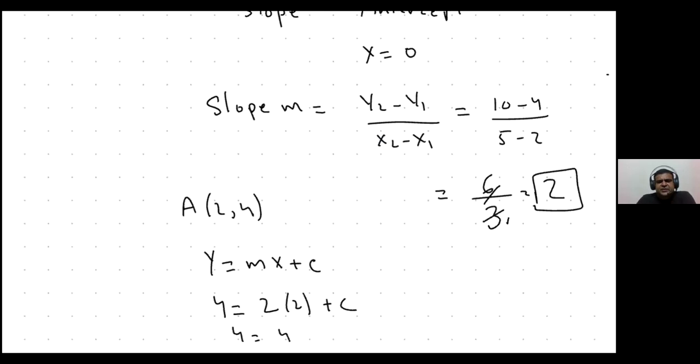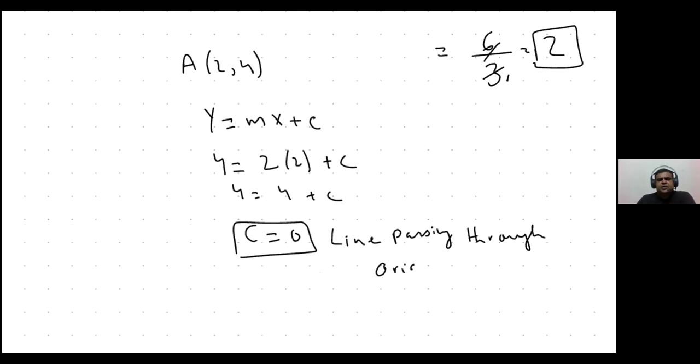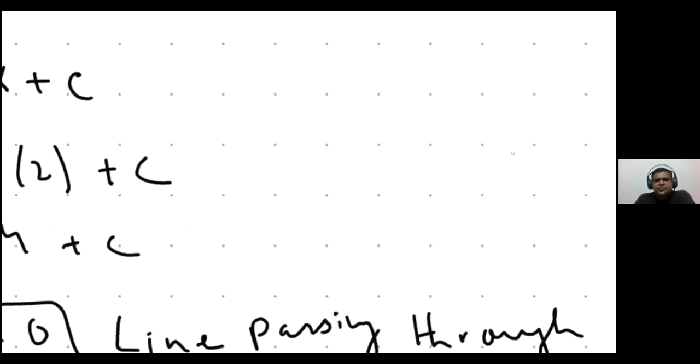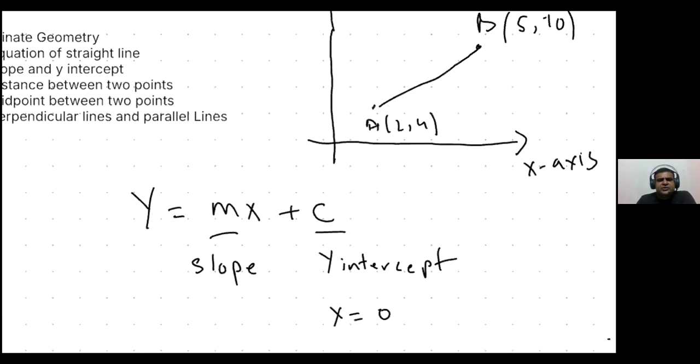In this case, we get our y-intercept c as 0, which means the line is passing through the origin. All right. And what is the origin? Origin is the starting point of the graph where x and y both are 0, right? So it's starting from here. Eventually, that's what we got to know. So this point is 0 and 0, right?